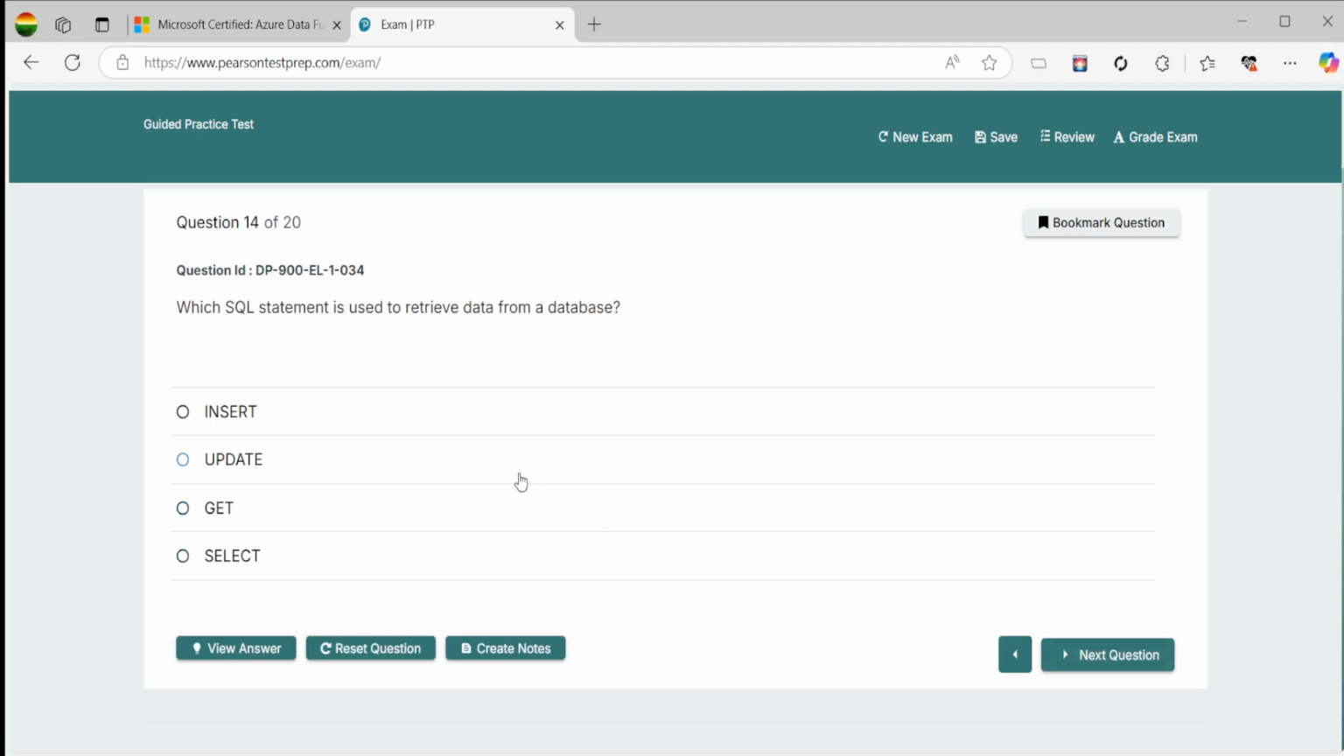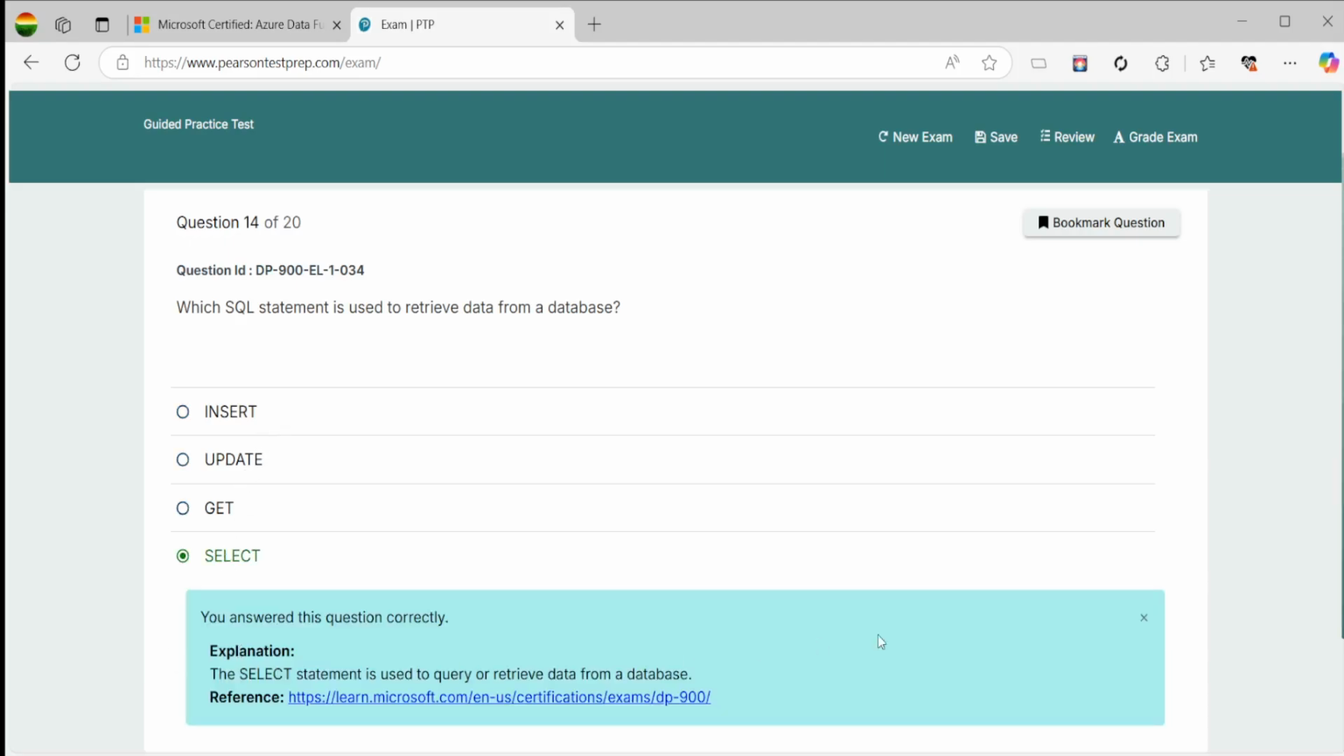Question 14. Which SQL statement is used to retrieve data from a database? Insert, update, get, or select? The answer is select.